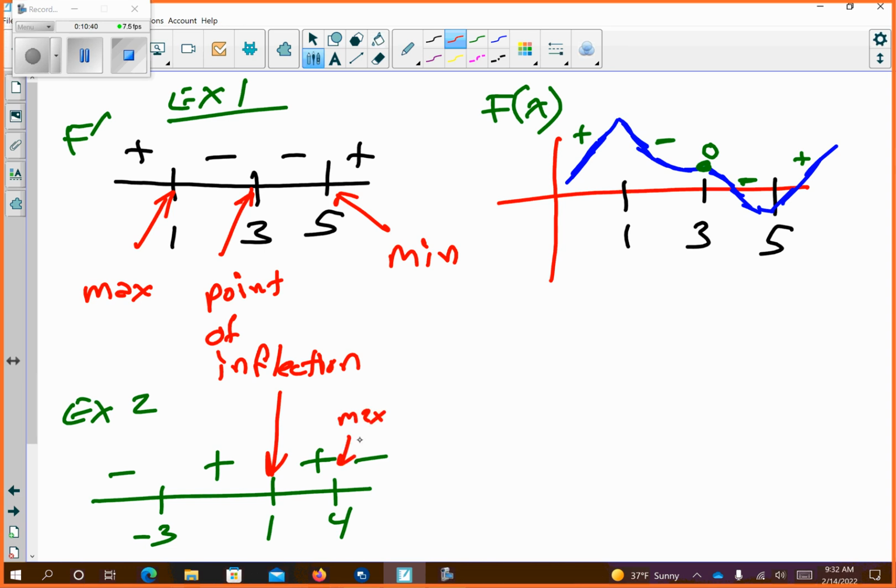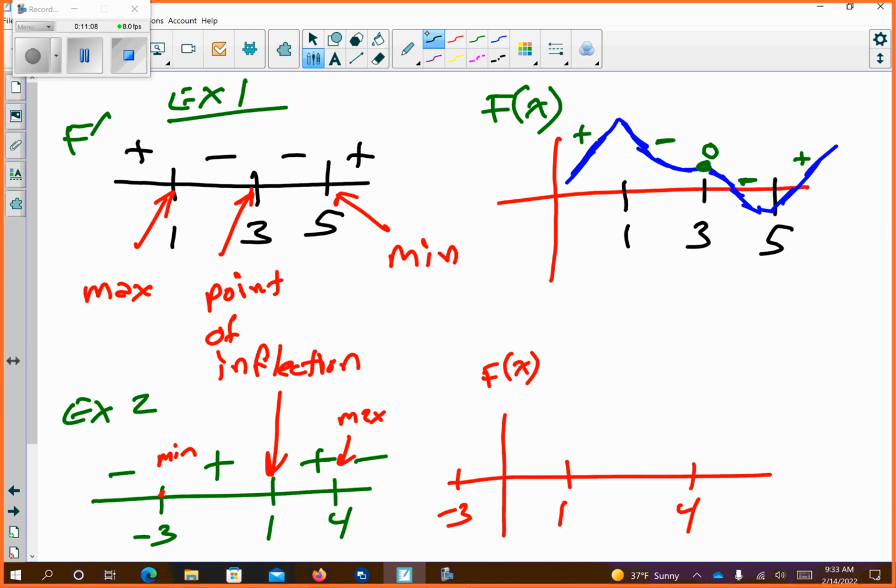And then negative, oh shoot, a negative to a positive. Where do my fingers meet? A max or a min? It's a min. Okay, so this is a min. So again, we could draw our graph of f of x and give a general idea. Let's list our important points. So I get negative 3, 1, and 4.